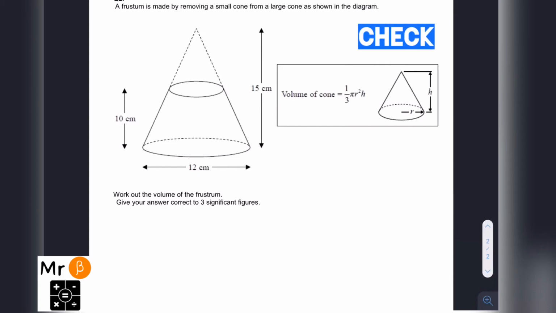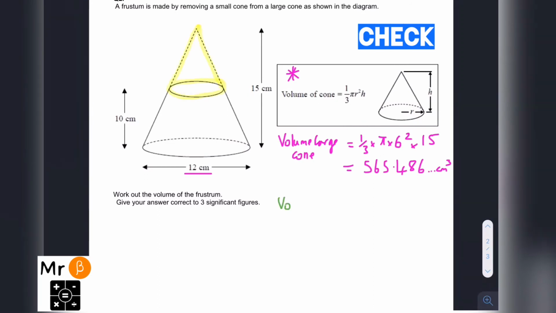Okay, so just like before, we've got our formula, it's been given to us. We need to work out the volume of our large cone first. This is equal to 1/3 times pi times our radius squared times our height. Just be careful to use your radius and not your diameter. So this is equal to 5,605.486 centimetres cubed.